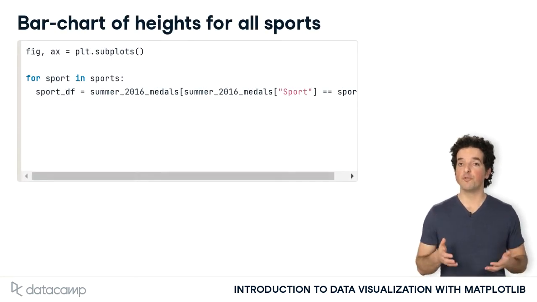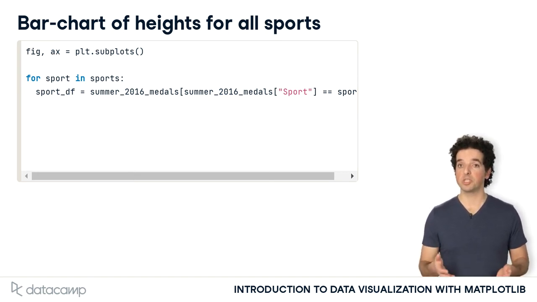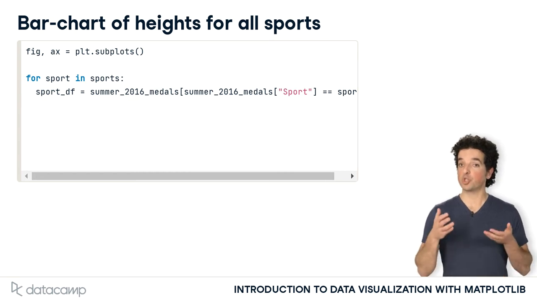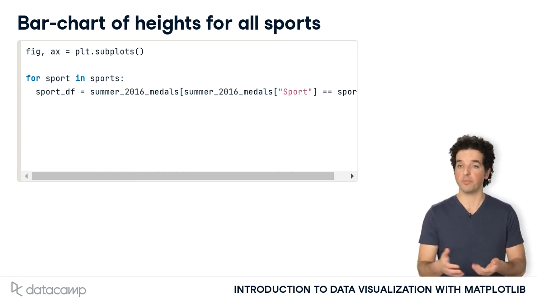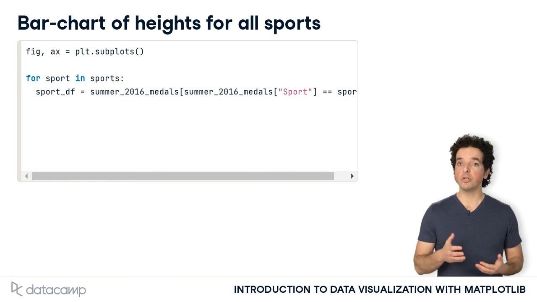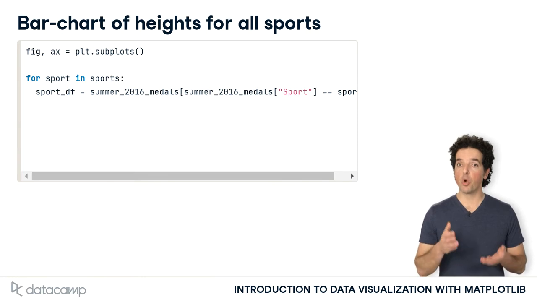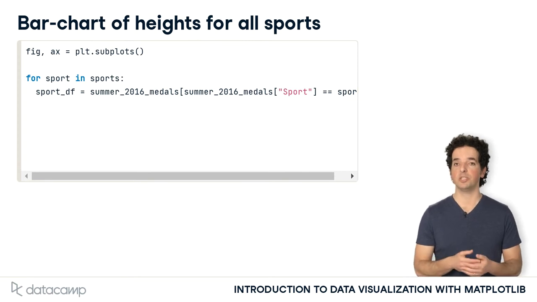Let's say that we would like to visualize the height of athletes in each one of the sports with the standard deviation error bar. Given that we don't know in advance how many sports there are in the data frame, once we've extracted the unique values, we can loop over them. In each iteration, we set a loop variable called sport to be equal to one of these unique values. We then create a smaller data frame that we call sport_df by selecting the rows in which the sport column is equal to the sport selected in this iteration.